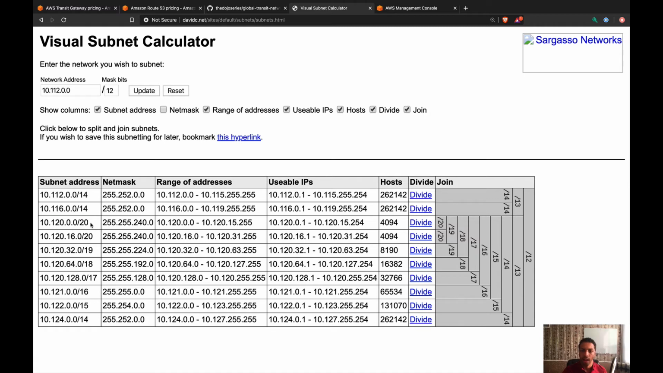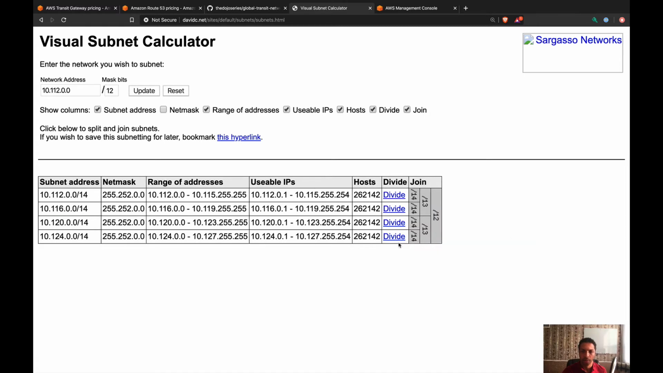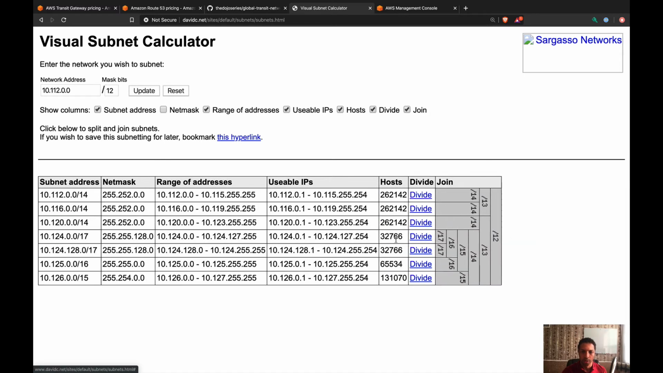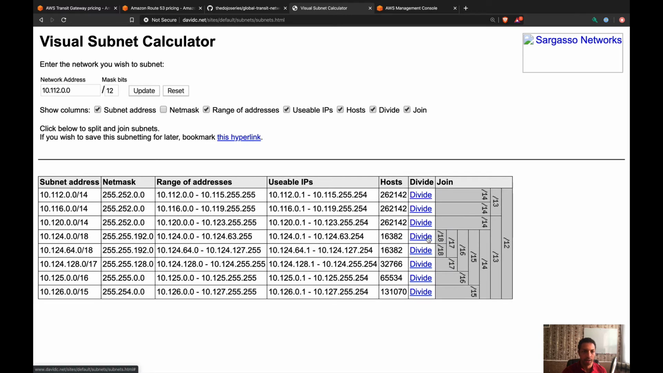10.120.0.0/20. And finally, Australia is just over 16,000. So right here, it's going to be 10.124.0.0/18. Now that we have all the VPC addresses, let's calculate the subnet addresses.